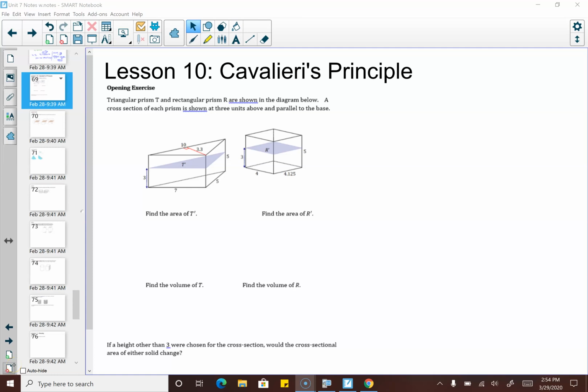For lesson 10, we're going to get away from calculating volume for a little bit, and we're going to talk a little bit about a specific principle that applies to comparing volumes between shapes. It's called Cavalieri's principle.